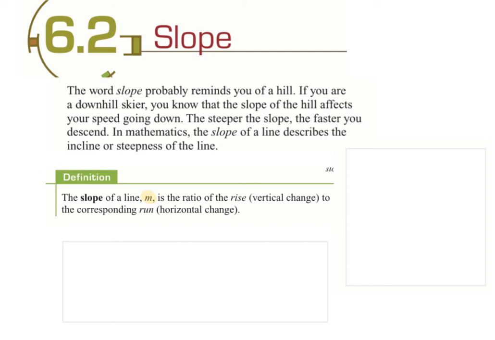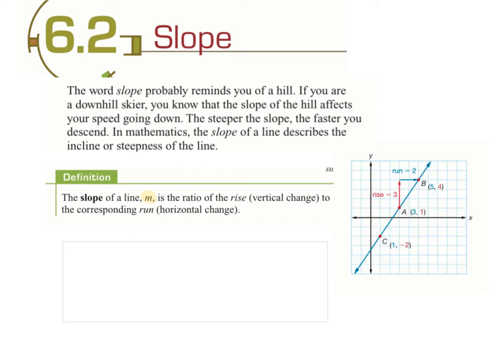Ratio means we're comparing two numbers between the rise. The rise means how much it changes up and down, to the run. That's the horizontal change. So we always compare the rise, how much it changes up and down, to the run, how much it changes left and right. All right. And so if you look at the example there, they have this particular line here. And all they've done is they have picked 2 points. All right. They've picked point A and point B. Point A has 3, 1 as its coordinates. Point B, 5, 4 as its coordinates.